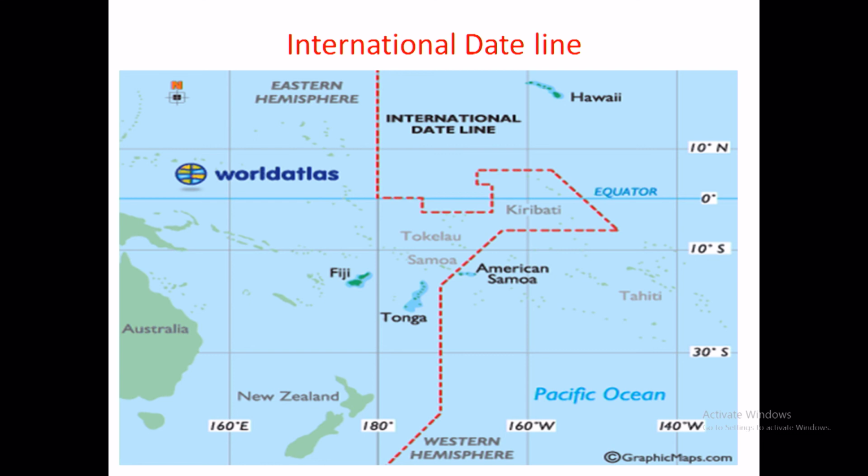Here I have shown you the figure of the international date line, you can see there. It is not straight, as I have already told you, it is zigzag, but mostly it passes through the Pacific Ocean, and it is made zigzag to avoid the time difference in the same place.